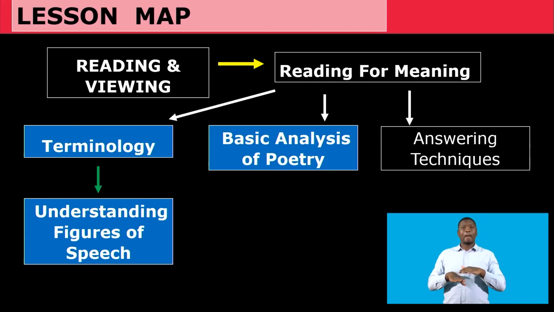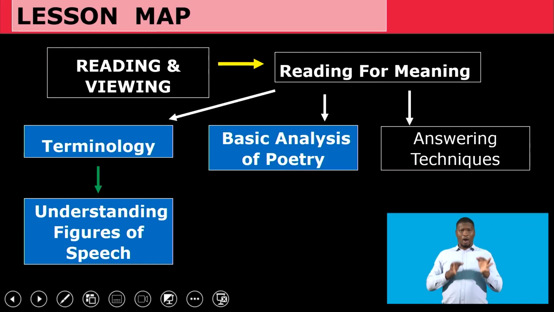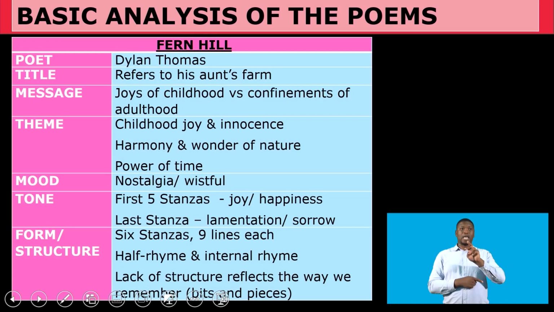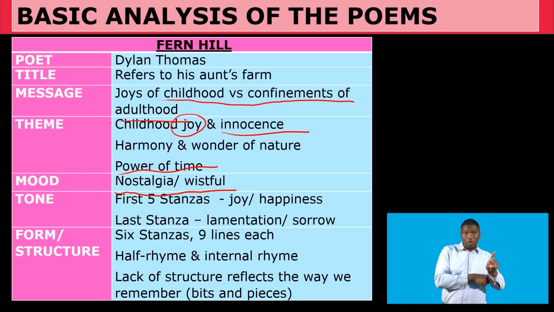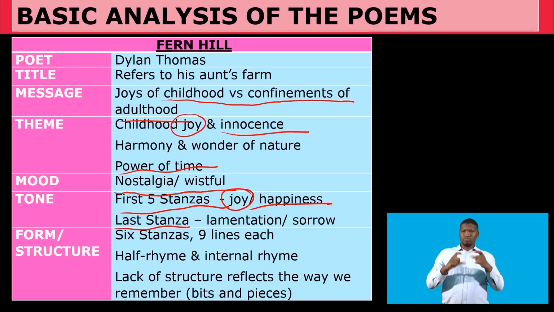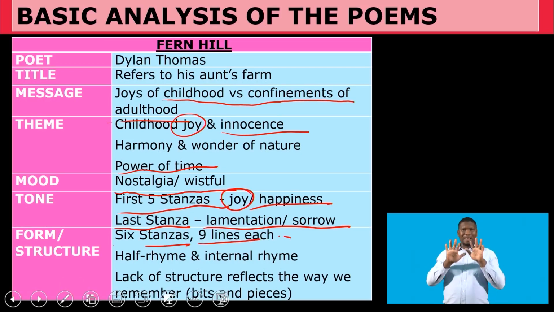Now, let's look at basic poetry analysis of the various poems. Fernhill is a poem by Dylan Thomas. The message of the poem refers to childhood versus confinements of adulthood. Then the theme is about childhood joy and innocence, harmony and wonder of nature, and the power of time. The mood is full of nostalgia. It's wistful. The tone for the first 5 stanzas is one of joy and happiness. And then the last stanza is one of sorrow and lamentation. The form, it has 6 stanzas of 9 lines each.